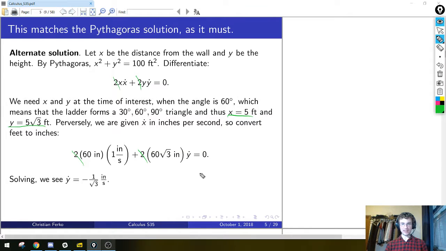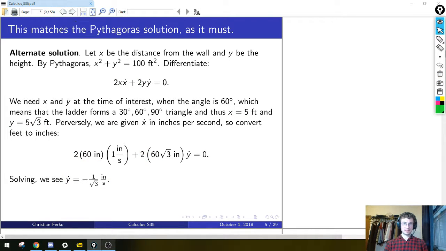And then you just divide both sides. You move this to the other side and then divide by the 60 root 3. And the 60's also cancel. And we're left with minus 1 over root 3. So this is good. I mean, it's always a value add if you can solve a problem in 2 ways and make sure the answers agree, because it will help convince you that you haven't made a mistake. So this is good.